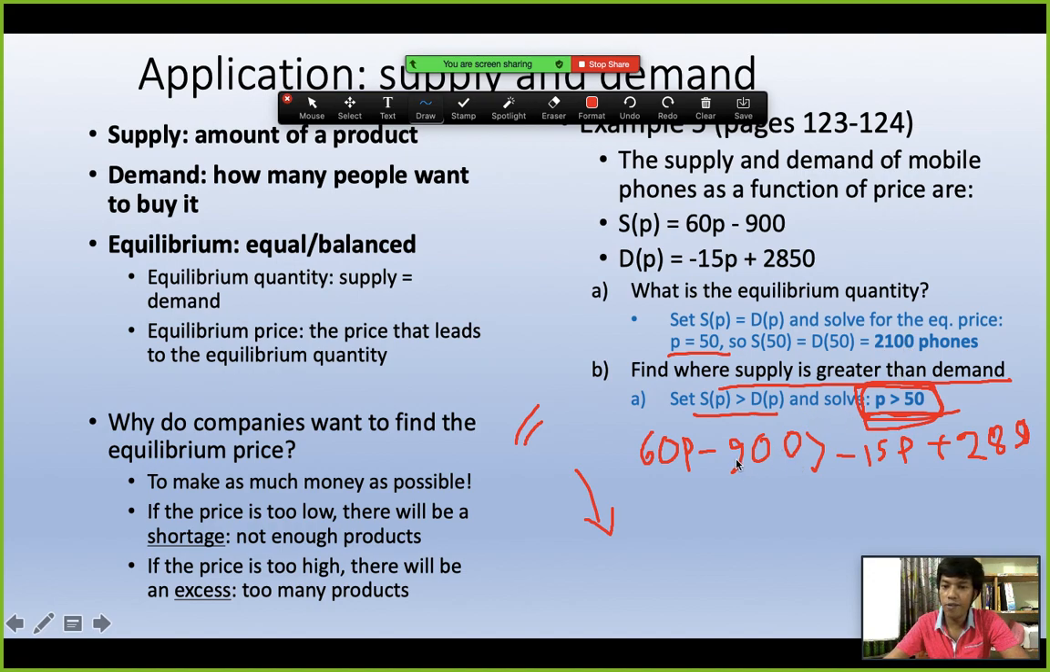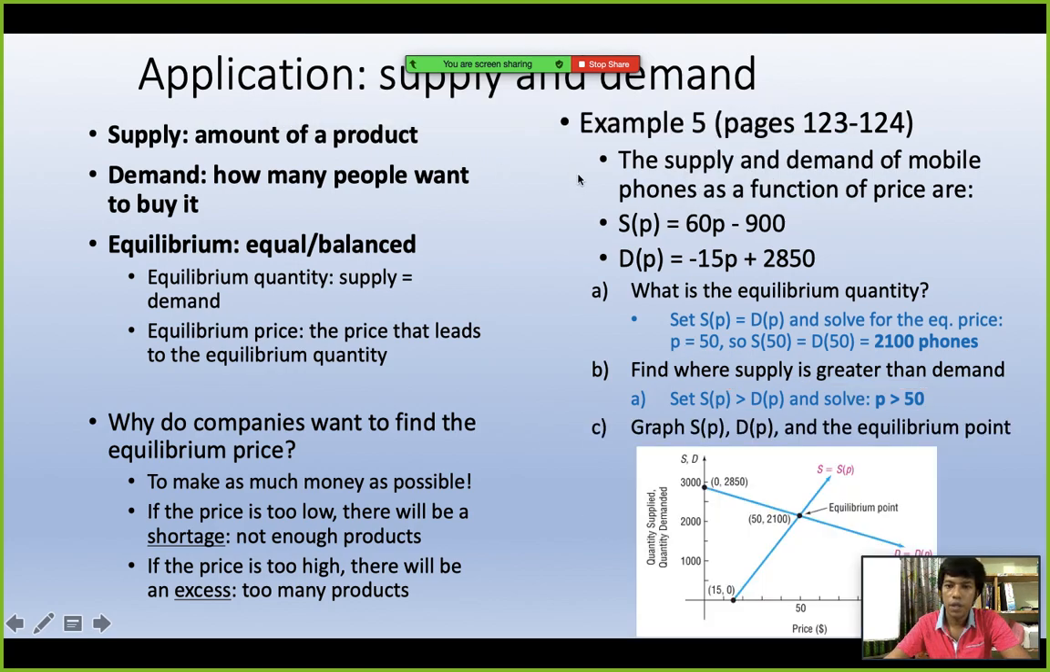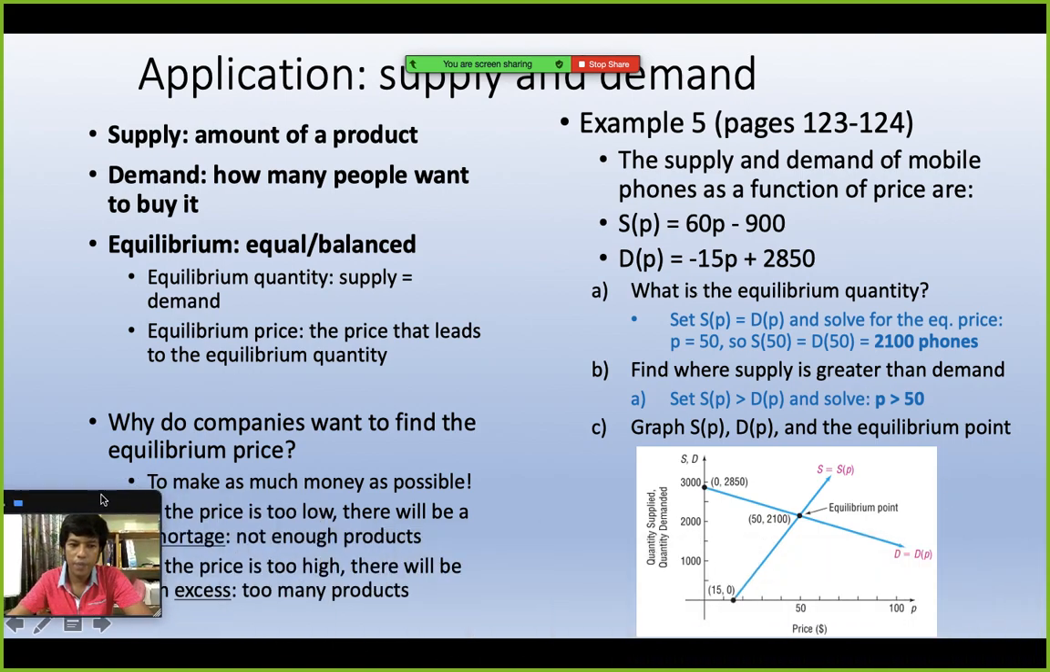If you are wondering how to solve it, you can send this 900 to this side and 15p to this side, then it will be 75p. If you add 2850 plus 900, then divide it by 75, you will get that number. Then graph, see the graph, what happens in the graph?